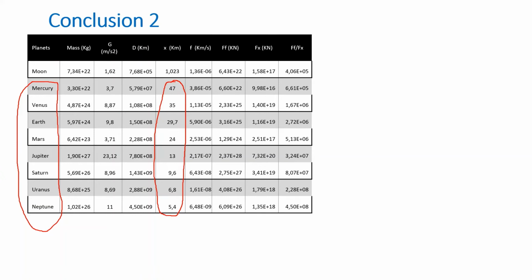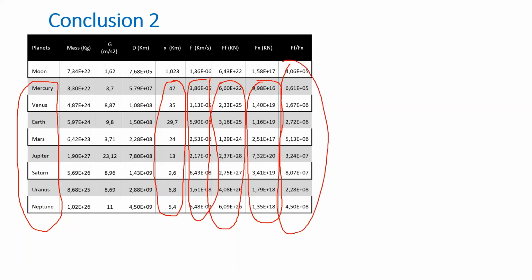So the amount of the fall in kilometers per second is shown in this column here, and the fall forces needed to keep the planet around the sun are shown here in this column, and also the forces needed for the planet to move sideways from its orbit are shown here, and also the magnitude of the F forces and the X forces needed to keep the planet orbiting around the sun.